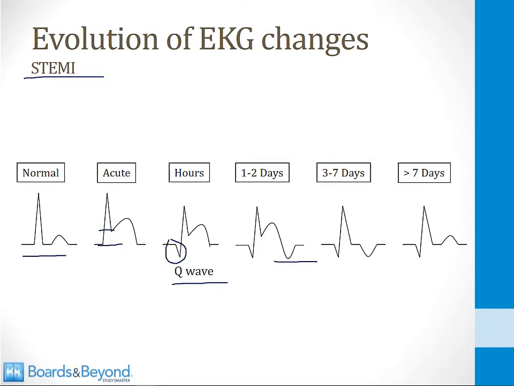Between 3 and 7 days, the ST segments come back to baseline, but the T wave inversion persists. And then beyond about a week, the only thing that is left behind is the Q wave. So you can see Q waves in patients who had a myocardial infarction even years ago. It's evidence of an old myocardial infarction. But remember, you can also see them acutely. So the presence of a Q wave doesn't necessarily mean that the infarction is old. There can be an acute infarction occurring.